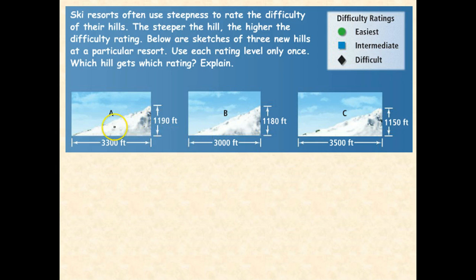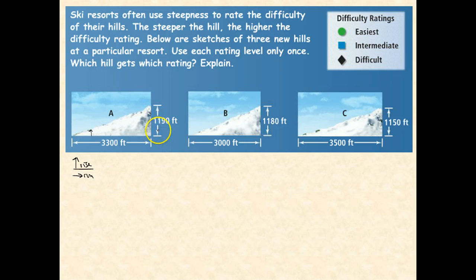We can ask ourselves, alright, so if I go over 3,300 feet, I'm going to go up 1,190 feet. So how much up do I have per foot? If I can measure each one of these in up per foot, then I can know which one's the steepest. And a measurement that we use for that is called slope. You may have heard the phrase, rise over run. Well, that's how we calculate slope.